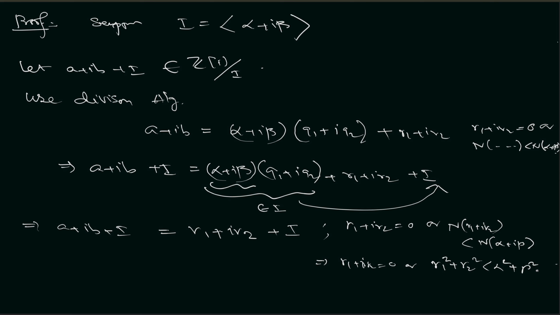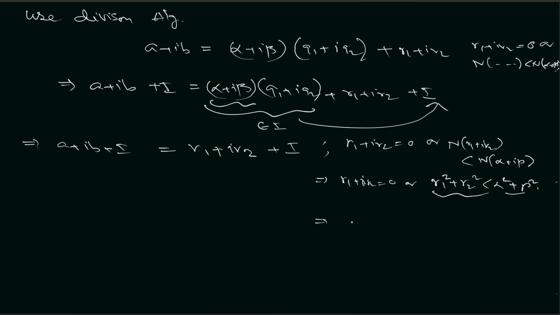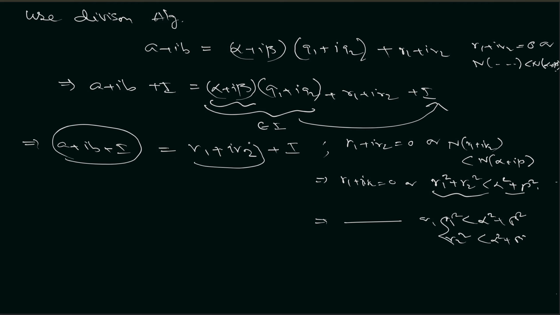So what are the choices for r1 and r2? See, this quantity is less than this. This actually implies that either r1 square is less than alpha square plus beta square, or r2 square is less than alpha square plus beta square. That means you have choices for r1. See, this element is totally depending on this element, but your choices for r1 and r2 are finite, because r1 square is less than or equal to alpha square plus beta square, and alpha and beta are members of this ring. So this choice is actually finite.